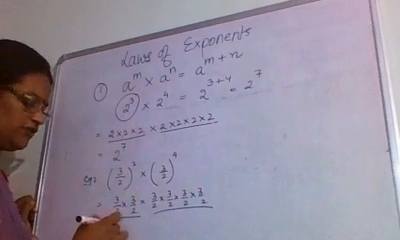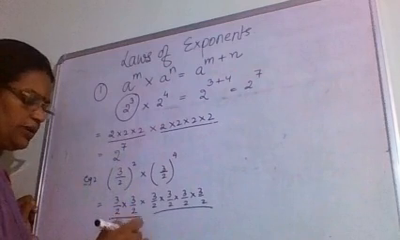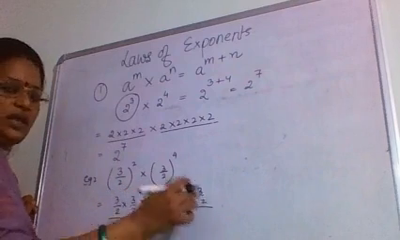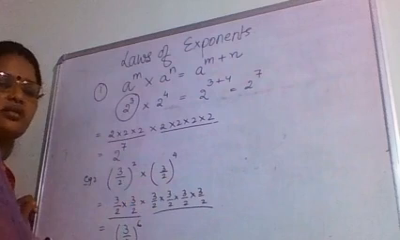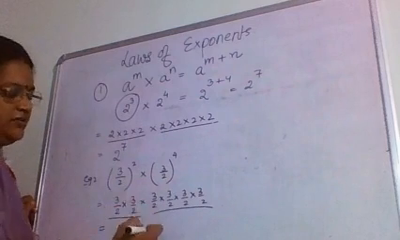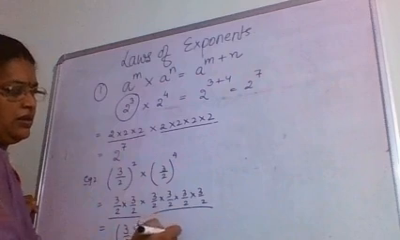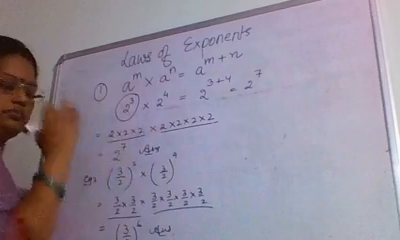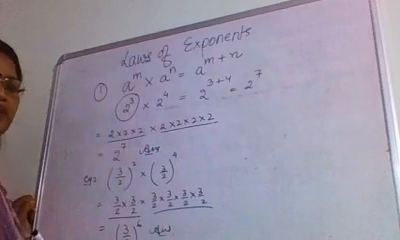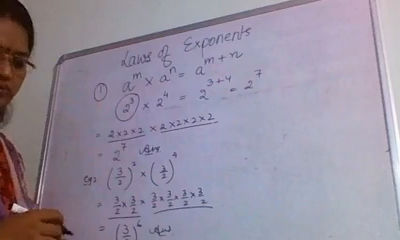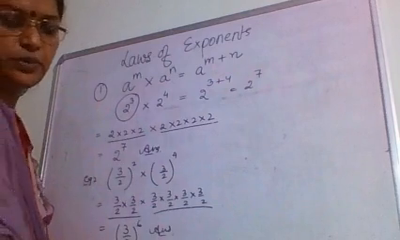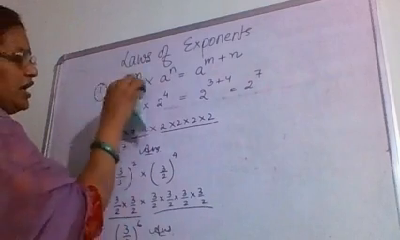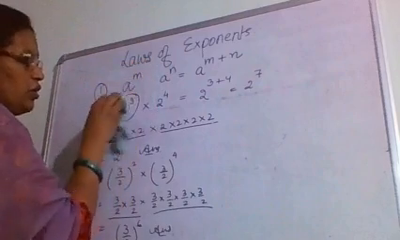So how can we write 3 by 2? How many times 3 by 2 are there? 1, 2, 3, 4, 5, 6. Total 6. So this will be the answer. Right? So this is how we do the laws of exponent, the first law. Similarly, we can explain our second law also.